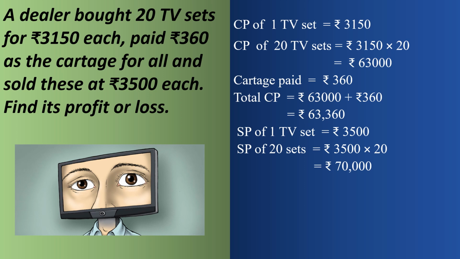Selling price is greater. It means there is a profit. And how will we calculate the profit? Selling price minus cost price. So just subtract it: 70,000 minus 63,360. Here we subtract the total cost price. And profit is 6,640 rupees. That is a profit.